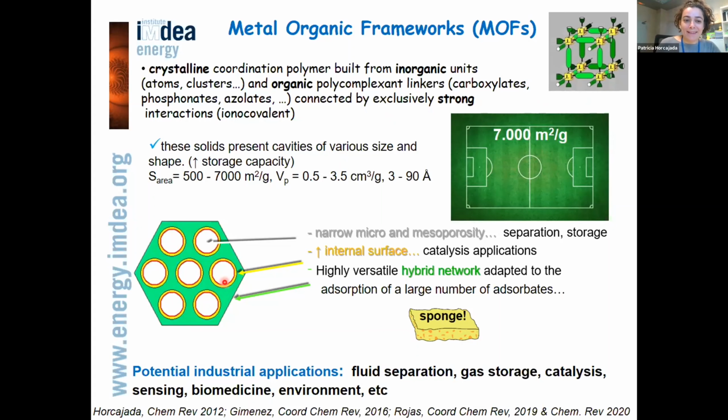And we can see this porosity is characterized by a narrow micro and mesoporosity and a very high internal surface area and pore volume, which are well adapted to the adsorption of a large number of molecules, and also a highly versatile hybrid composition, which is also adapted to a large number of adsorbates. Due to these properties, this material has potential industrial application in several fields, such as fluid separation, gas storage, catalysis, and so on, and among others, in biomedicine and environment.